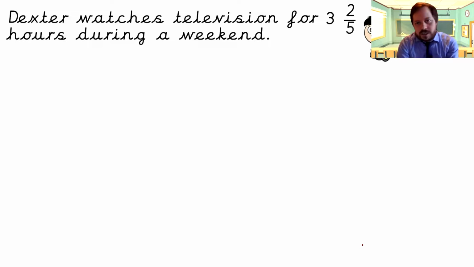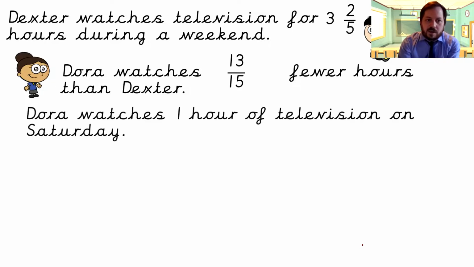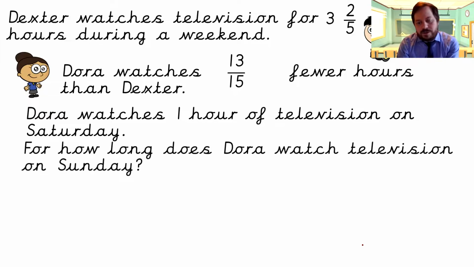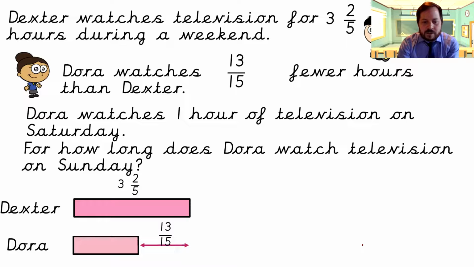Okay, so Dexter watches television for 3 hours and 2/5 during the weekend. Dora watches for 13/15 fewer hours than Dexter. Dora watches an hour of television on Saturday. So for how long does Dora watch television on a Sunday? So this is quite a long-winded question and it involves lots of bits and pieces. So we know Dexter watches for 3 hours and 2/5, and we know Dora is less than that by 13/15.